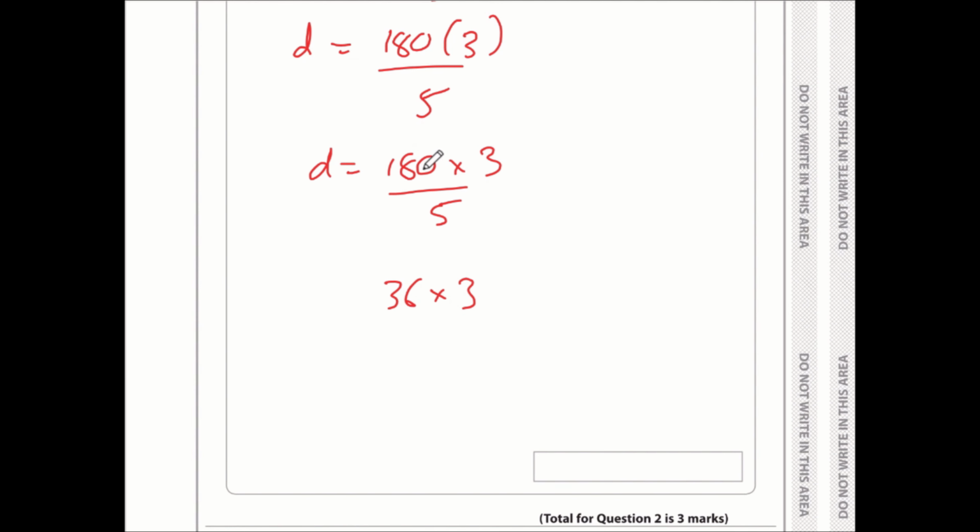If you didn't follow what I just said there, you could always just do some bus stop division. For 36 times 3, maybe just do some column multiplication. 3 6s are 18, carry 1, 3 3s are 9, plus 1 is 10, so the answer is 108.